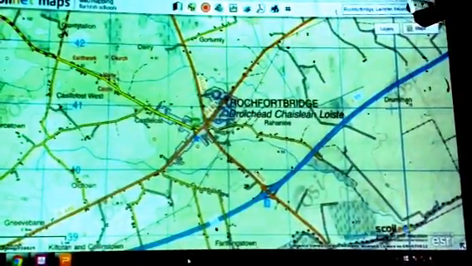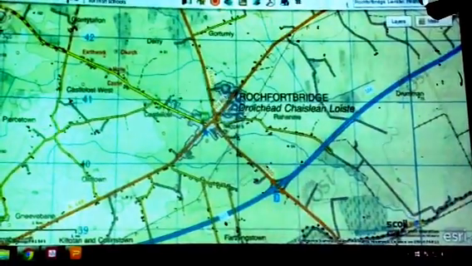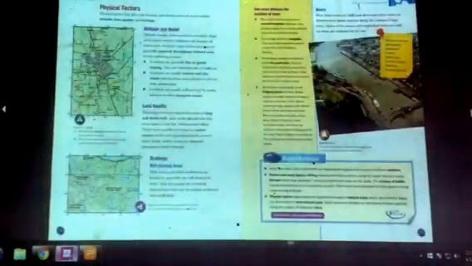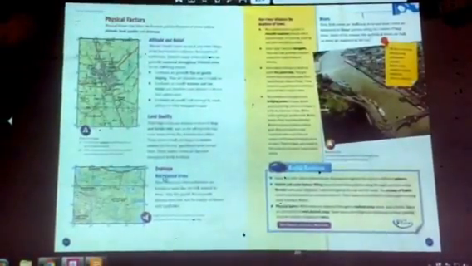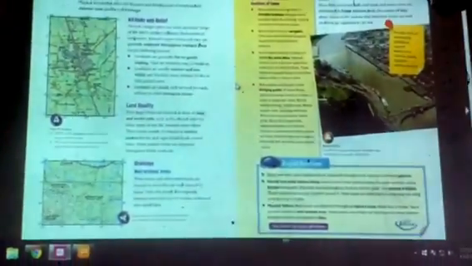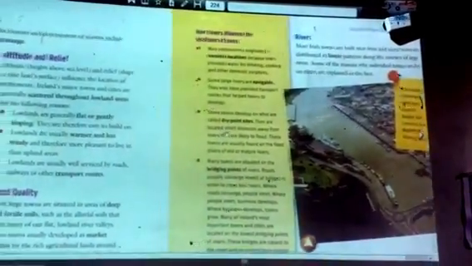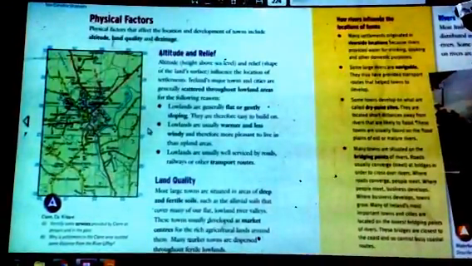Okay, today's lesson is going to be on why the town of Rochfortbridge was built where it is now. So we have already looked at these factors in our book. They are altitude and relief, land quality, drainage, and how rivers influence the location of towns. So the first factor which will influence the location of a town is altitude and relief.